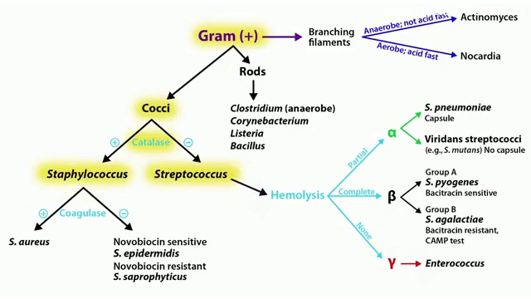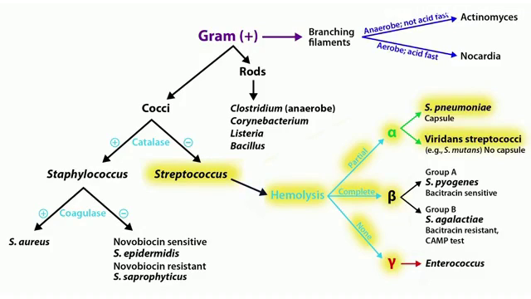Then what do we do to differentiate the various types of streptococci? Remember that this is when we look at the blood agar plates to see how the streptococci are interacting with those blood cells. There's alpha, beta, and gamma hemolysis. Alpha hemolysis is partial hemolysis that results in a green ring around the bacterial colonies. Streptococcus pneumoniae and Viridans streptococcus both exhibit alpha hemolysis.